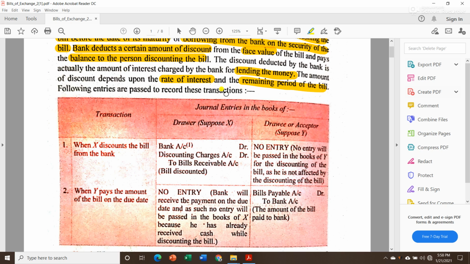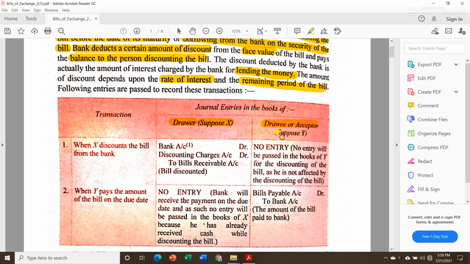Now in this use also we have two parties. First one is the drawer, and we are taking as an example Mr. X as our drawer, then Mr. Y will be our drawee or acceptor of the bill.